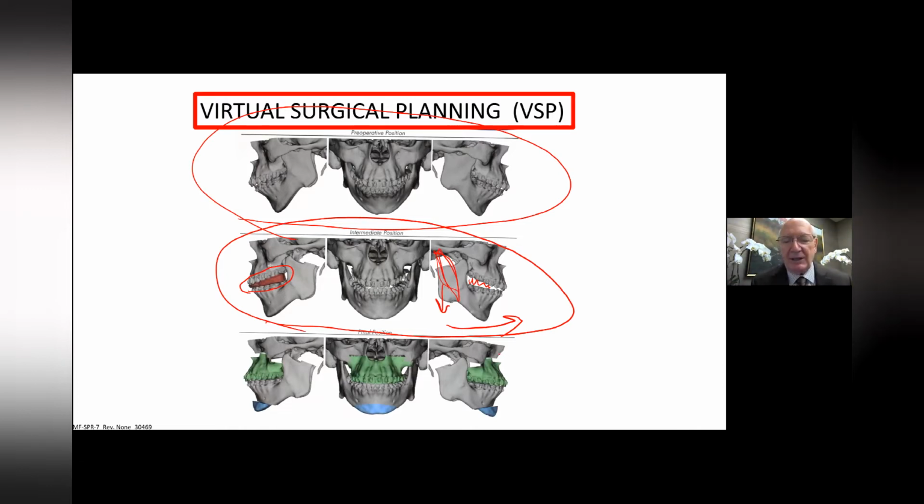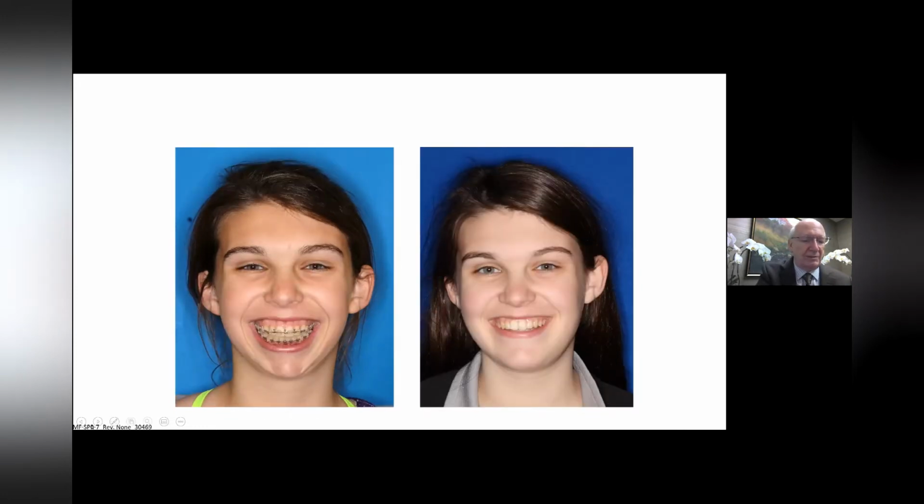And then the next step is to move the maxilla down into its final position. Here you can see we brought it down in the back. It's come forward some here. And then we also did a genioplasty. So all that is planned out ahead of time as to specifically what we're going to do and how we are going to move the structures. And this is the kind of result that we can achieve for these young patients.